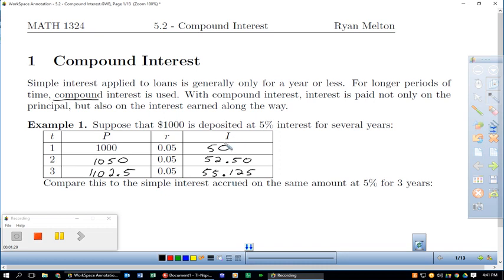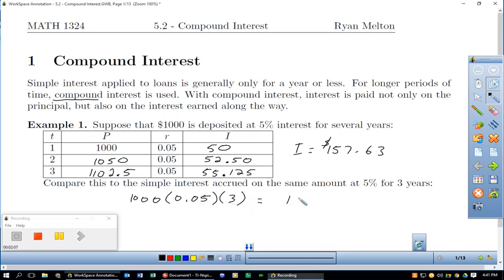If we add this interest up over the course of these 3 years, you get $157.63, rounding it. Now we're going to compare this to the simple interest accrued on the same amount at 5% for 3 years. I equals PRT, so $1,000 times 0.05 times 3 for 3 years. That comes out to be $150.